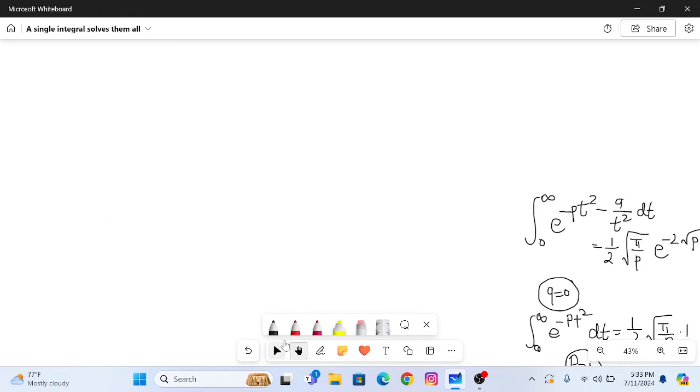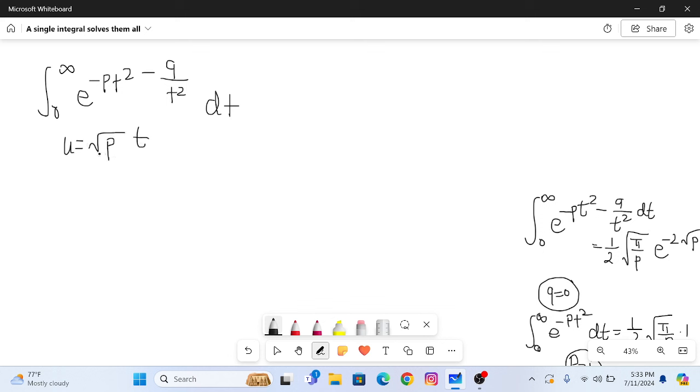Now we have the integral from 0 to infinity of e to the power minus p t square minus q by t square dt. Now what we will try to do is, we already have two constants p and q over here, so we will try to reduce this to one constant first, and then we will try to make some use of Feynman's technique or Leibniz formula, and then do something that can be helpful. So first of all, to reduce this p, I will make use of the substitution that u is root p times t.